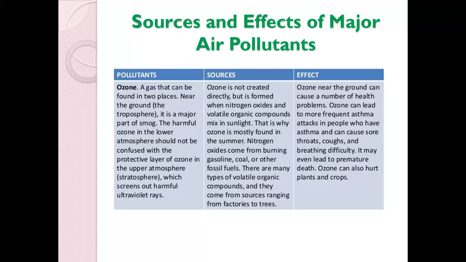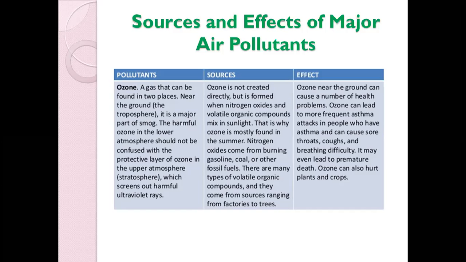So what are the main sources of ozone? Mostly, ozone is not directly emitted, but is formed from gases like nitrogen oxides and other organic compounds when they are mixed in sunlight. This ozone is mostly found in the summer. Nitrogen oxide comes mostly from burning gasoline, coal, or other fossil fuels like petrol and diesel. The volatile organic compounds come from various factories, which produce them.